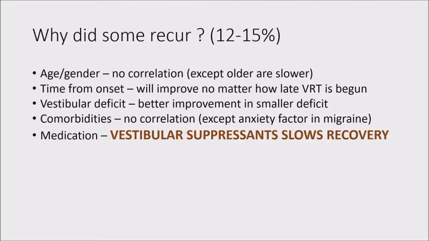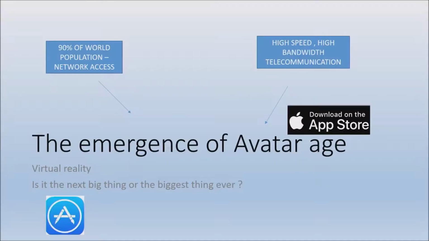What made a difference was giving vestibular suppressants. Now when you do that, VRT cannot act effectively because it requires the vestibular system to be stressed to be able to slowly start rehabilitation for the central compensation to occur. So this was the bottom line.